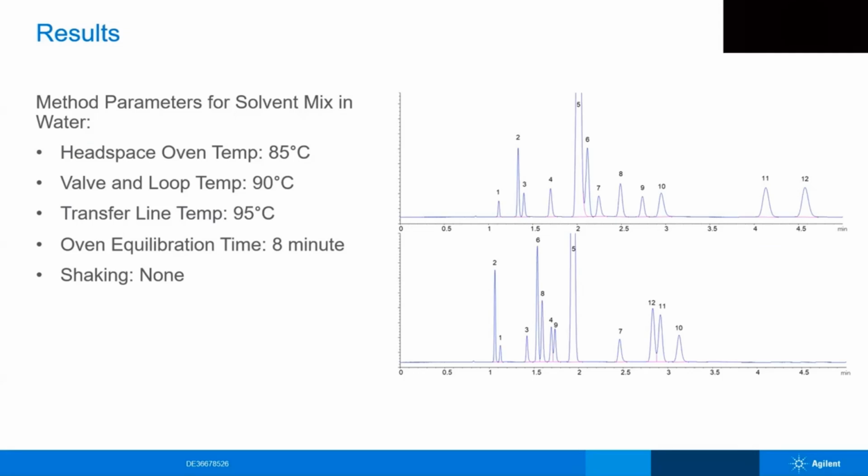And so at the end of our investigation here, this is what a solvent mix looks like. So we settled on a Headspace oven temperature of 85 degrees. The 90 degrees and 95 degrees for the valve and transfer line came along as part of the optimization, so we didn't have to do those independently. We saw that the oven equilibration time was optimal at 8 minutes, and we did not need to apply any shaking to get a good response. All right. So now I will hand this back over to Adam, where he can talk about the sample workflow.